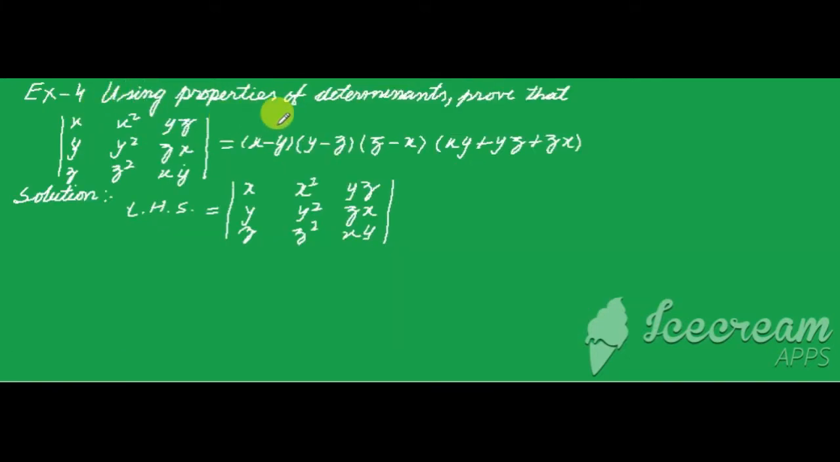Now, example 4: using properties of determinants, prove that determinant x, x square, y z; y, y square, z x; z, z square, x y is equal to bracket x minus y, y minus z, z minus x into x y plus y z plus z x. So the solution is, let's take the left hand side of the equation, which is this determinant. So we have written this determinant as it is.